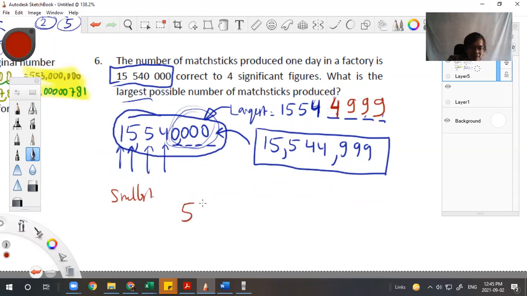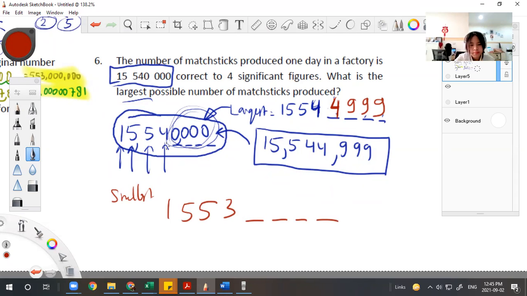So if it is 155, it has to be 3 and something, something, something, something, right? Again, why 3? Why not 4? Because smallest possible number means you have to decrease the number, right? If you round up, you will get 4. So it can be 5, 6, 7, 8, 9, right?